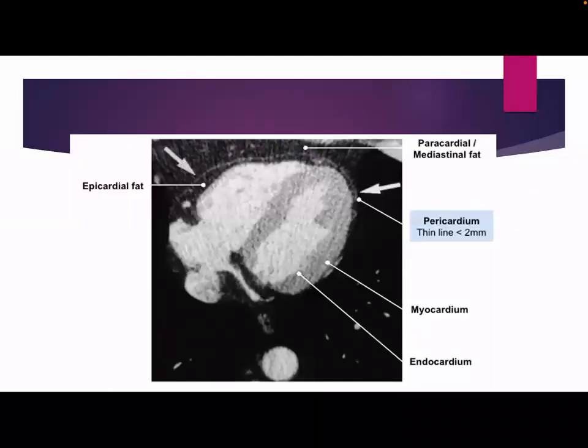And also this is axial slice, CT with contrast showing the pericardium, which appears as a thin dense line. This is the pericardium, should be less than 2 mm. And this is the epicardial fat pad, and this is the paracardial mediastinal fat. And this is the right ventricle and left ventricle.